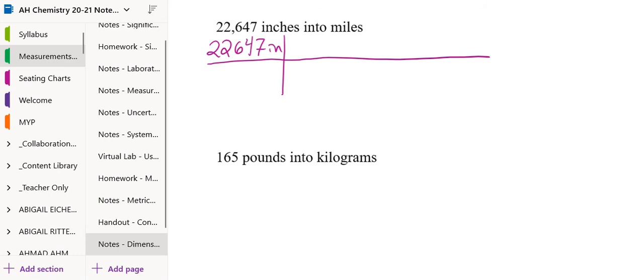So we're given 22,647 inches, and we want to convert to miles. So where did you guys start? Feet to inches? So how did you plug that in? Good. Why did you set it up that way? So that what? Inches cancel out.